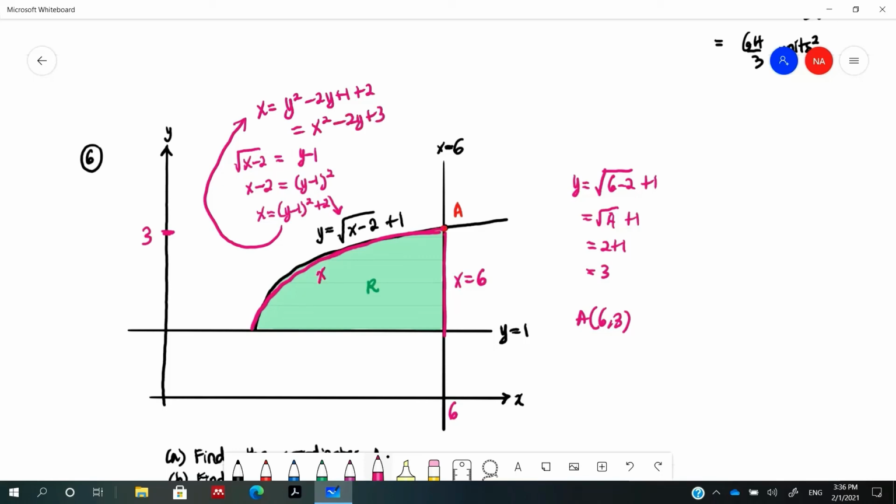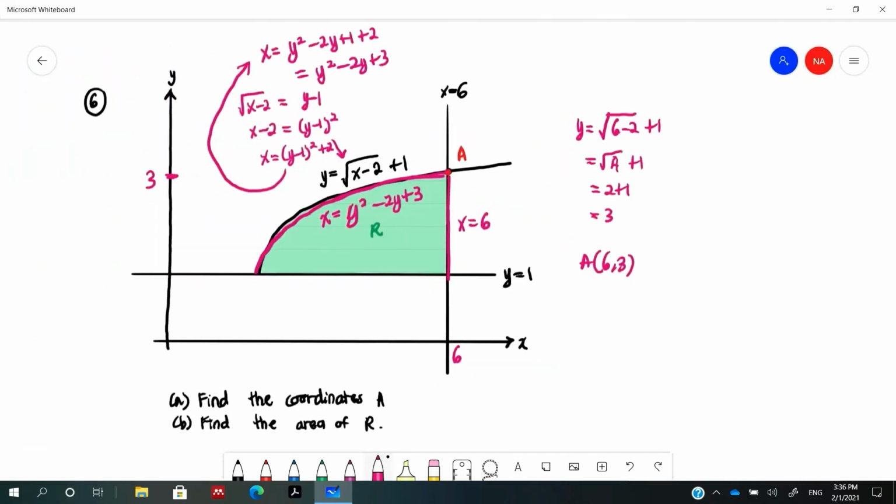So we note that the function at the left side is actually given by x equal to, sorry, that one is y squared. This one should be y squared. So we have y squared minus 2y plus 3, right?